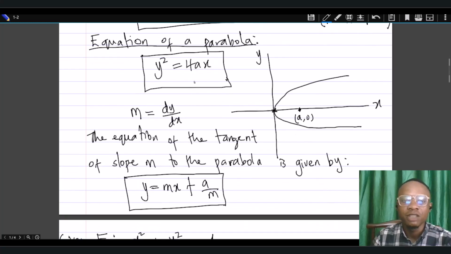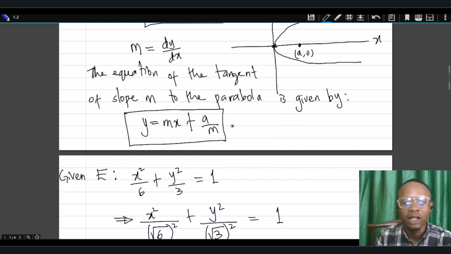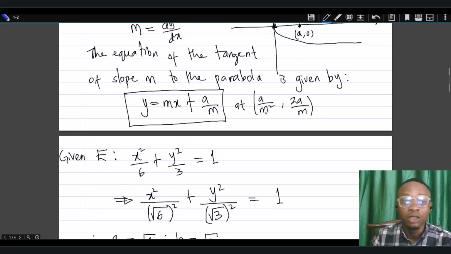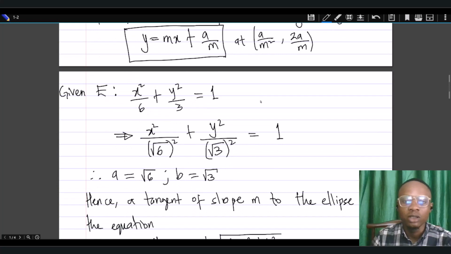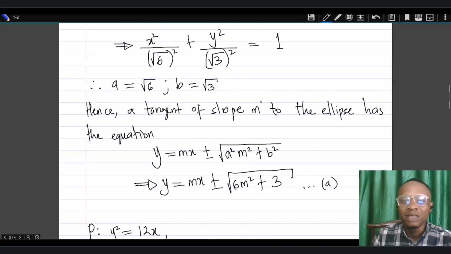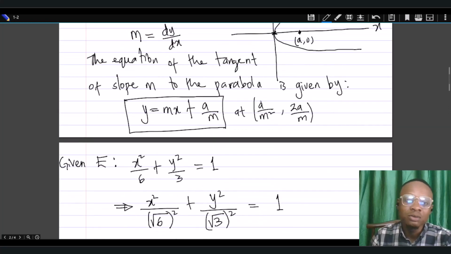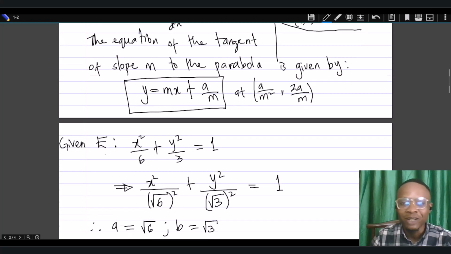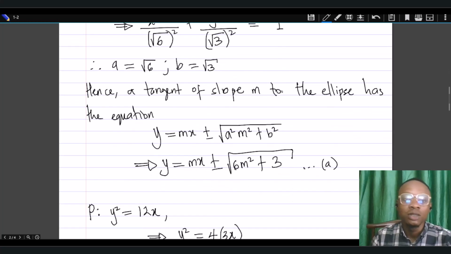In the case of the parabola, this tangent of slope m will intercept the parabola at the point a over m squared for the x coordinate, and 2a over m for the y coordinate. We just state that here without proof. Again, if you need me to show you how this came about, let me know in the comment section so that we'll have a separate video on that. But this may be too cumbersome to memorize for the exam. If you find it so, then you are still safe.